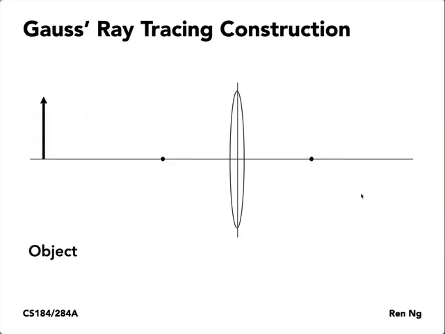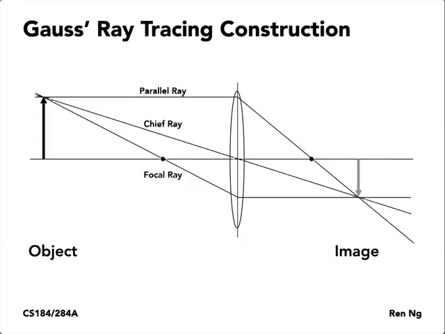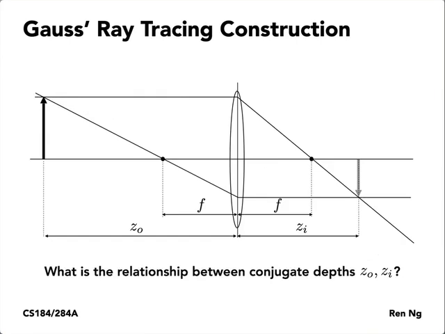Okay, all right. So that's the Gauss ray tracing construction. And if you use this ray tracing construction, you can find out where any point on the left side emanating rays is going to reconverge on the right-hand side. Once we've got this, we can derive one of the most important and famous results for lenses, right? Which is called the thin lens equation.